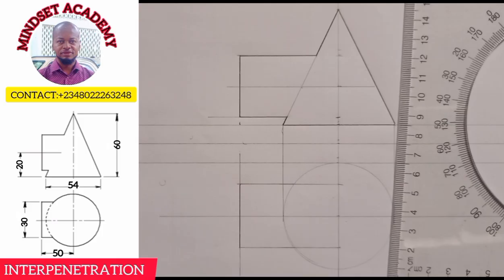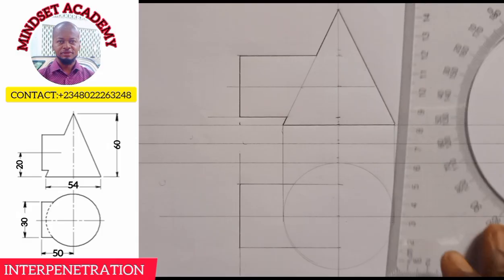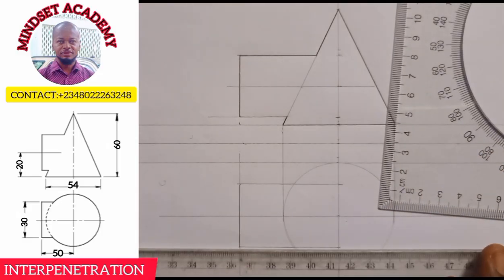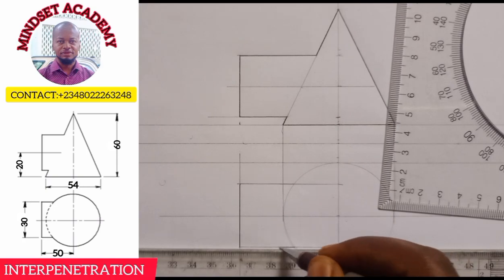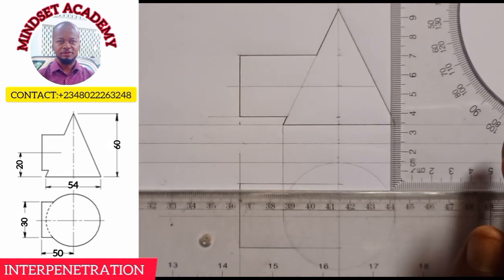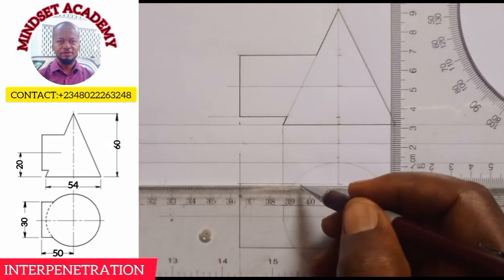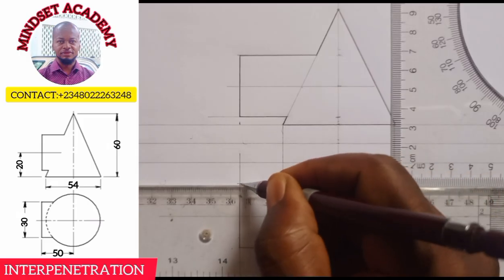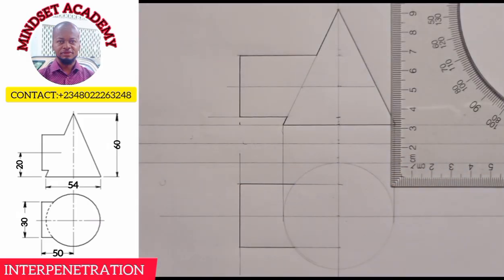So after we have done this, the next thing is start to draw our curve of what? Intersection. Is that okay? So if you notice that this part here is thickened, and this part here also is thickened. Can you see that? So let's begin.